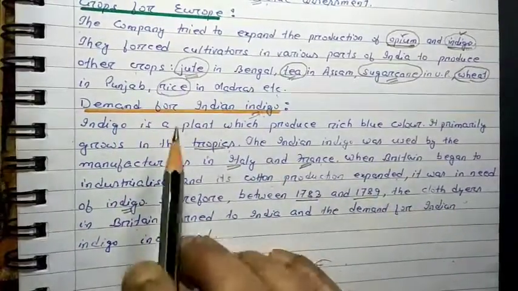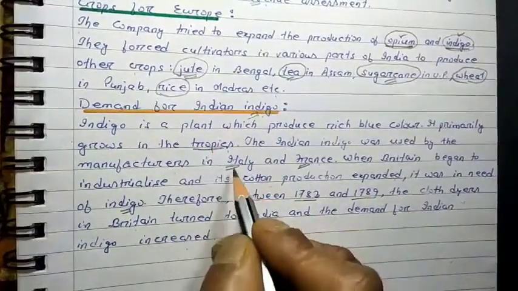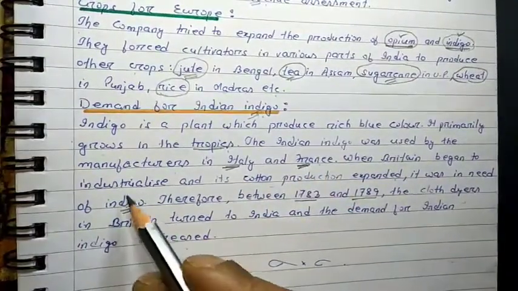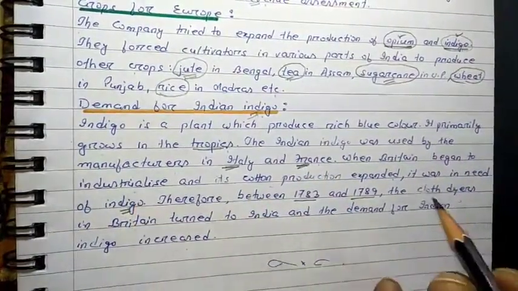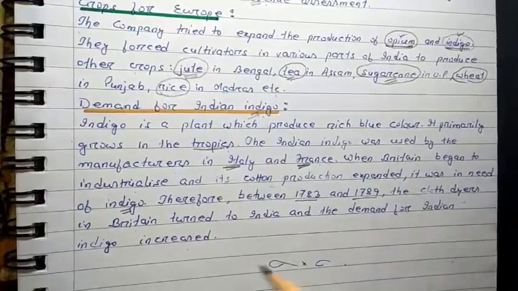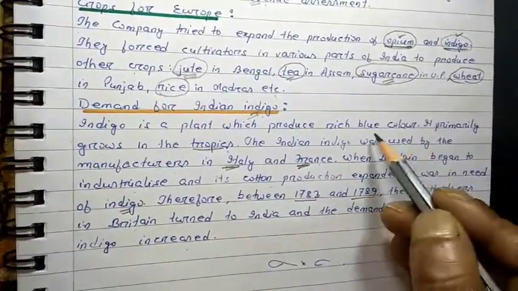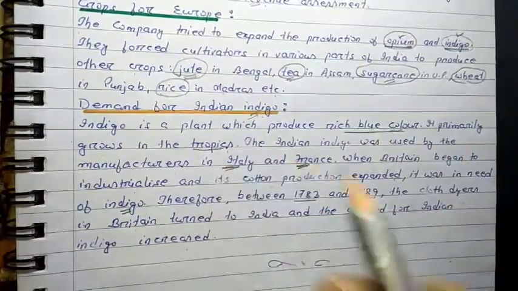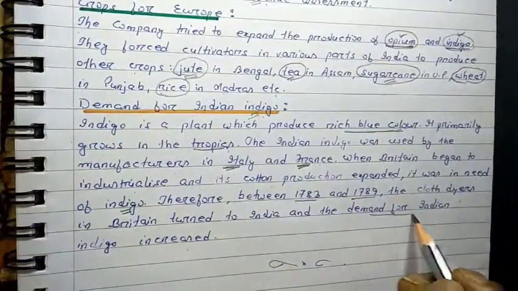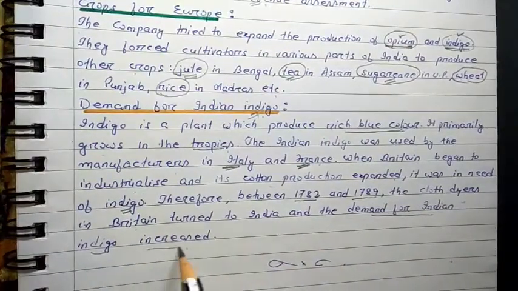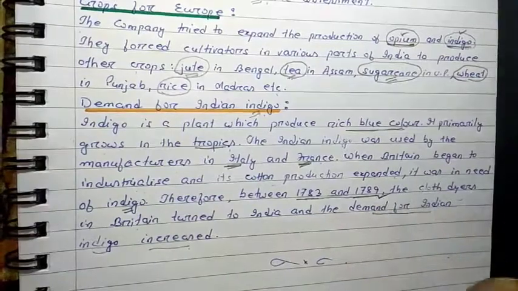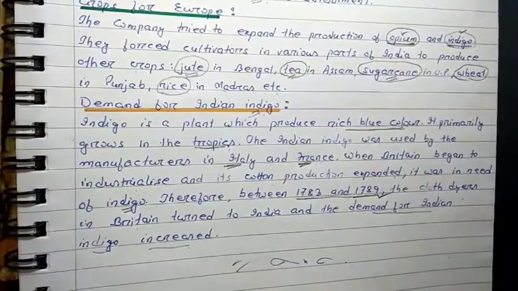See, first of all, Indian indigo was sent to Italy and France. But when Britain began to industrialize and its cotton production expanded, they were in need of this color, and for this color they depended on indigo. That's the reason why the demand for Indian indigo increased between 1783 and 1789.